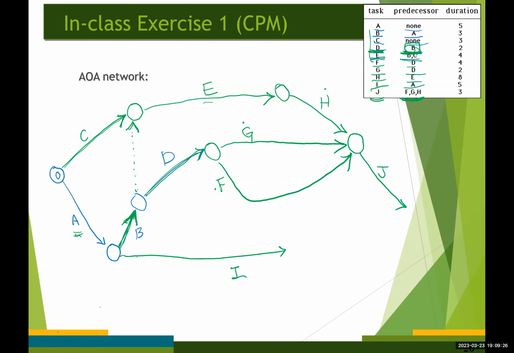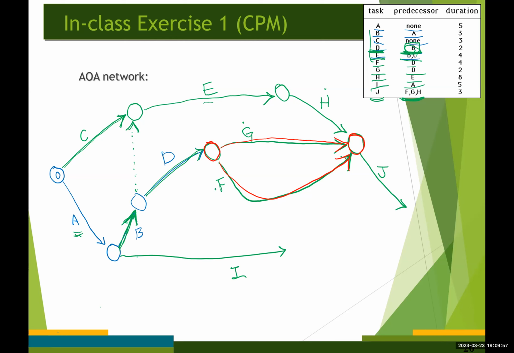Does that make sense? You have to be careful here. What's the problem here? In this network diagram, these two nodes are connected by how many arcs? These two nodes are connected by two different arcs, which is not okay, right?